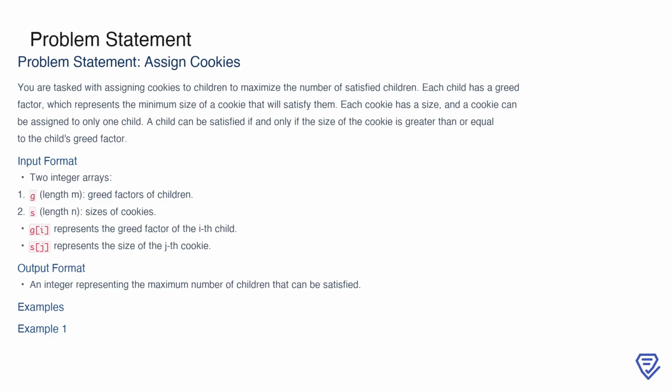Our goal is to calculate the maximum number of children that can be satisfied with the given cookies. For example, if we have 3 children with greed factors of 1, 2, and 3, and 2 cookies of size 1 each, how many children can we satisfy? Let's look at some examples to understand this better.